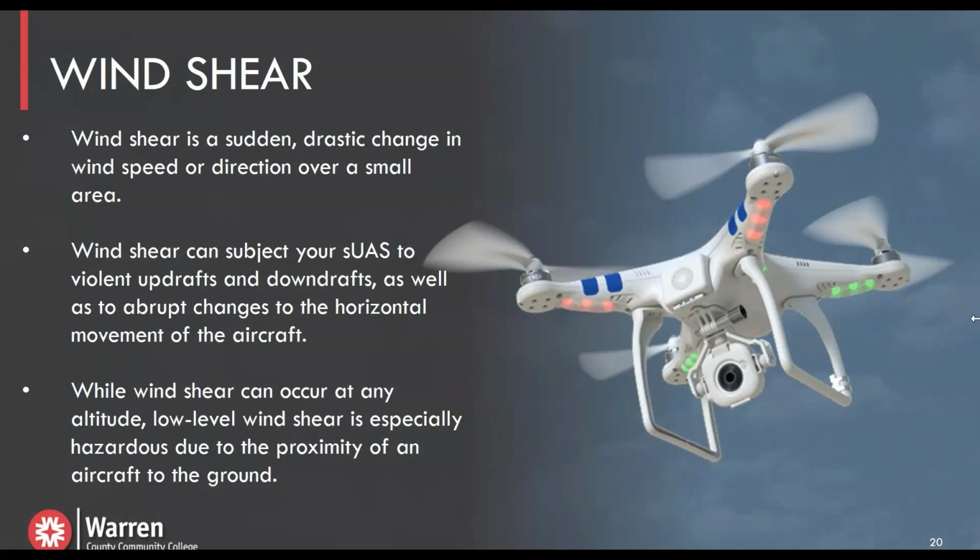We talked about this a little bit before. Wind shear is that sudden drastic change in wind speed or direction over a small area. Wind shear can subject your small unmanned aircraft system to violent updrafts or violent downdrafts, as well as to abrupt changes in the horizontal movement of the aircraft. While wind shear can occur at any altitude, low-level wind shear is especially hazardous due to the proximity of an aircraft to the ground. So if you got a huge downdraft that pushed your drone down and you were close to the ground, you could end up crashing.